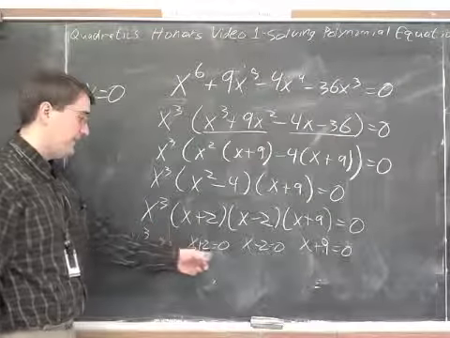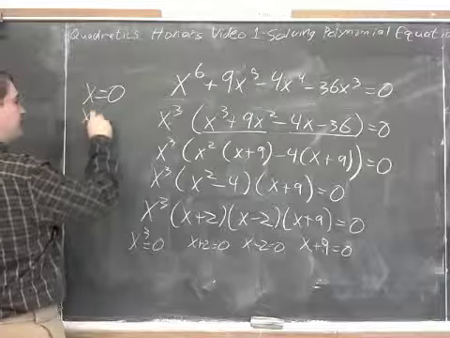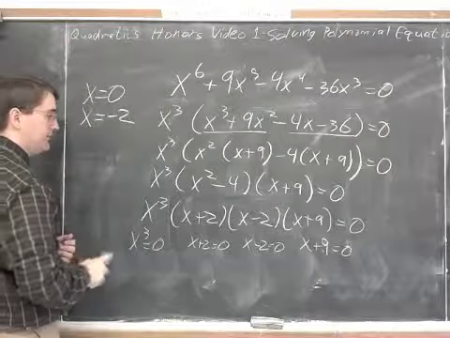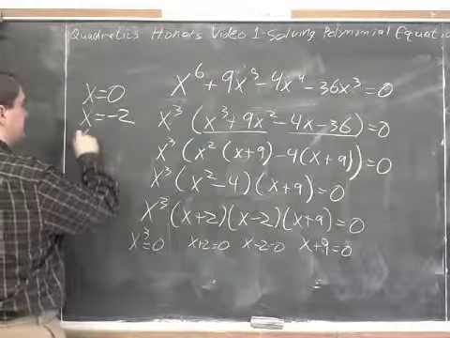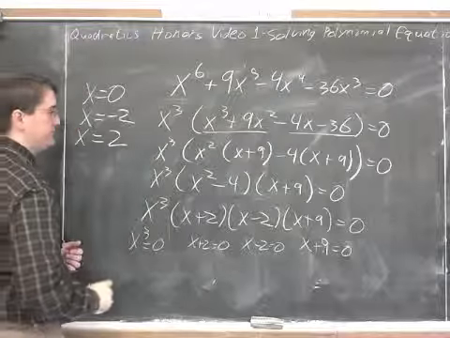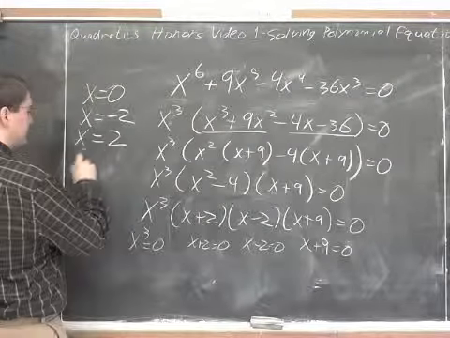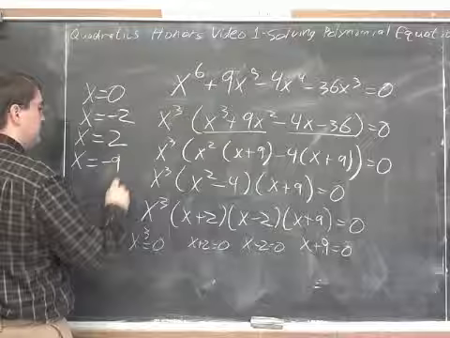We already mentioned that. x plus 2 equals 0 means that x equals negative 2. x minus 2 equals 0 gives us that x could equal positive 2. And x plus 9 equals 0 gives us that x is equal to negative 9.